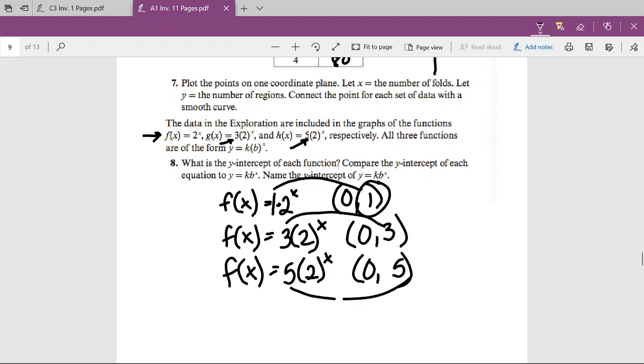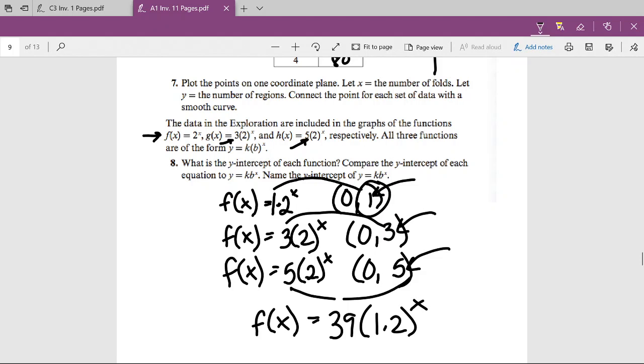So whenever we do this, what we are saying is that the number before my exponential piece, so the 2 to the x piece, or the 1.2 to the x piece, that number before it is my y-intercept. It's actually my starting point. I started with 1 sheet with only 1 region. I started with 3 regions and 5 regions. Or like we saw before with the stocks, I had f of x equals 39 times 1.2 to the x. When I started in 1990, I had 39 billion shares. That was my y-intercept, my starting point here.